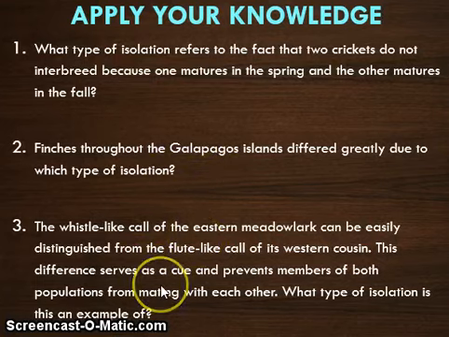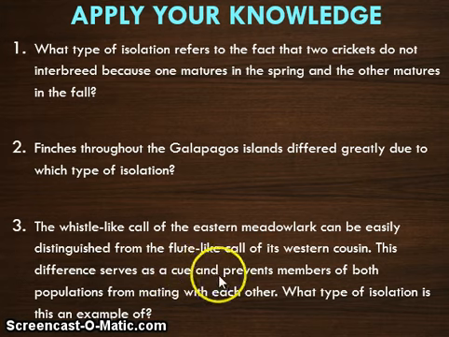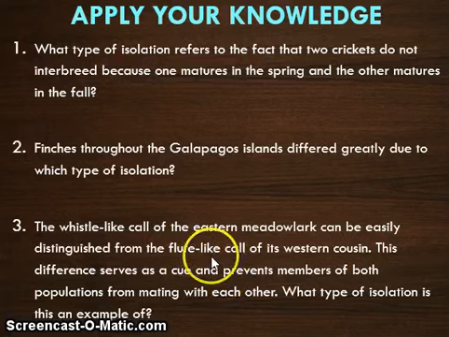All right, the third one, the whistle-like call of the eastern meadowlark can be easily distinguished from the flute-like call of its western cousin. This difference serves as a cue and prevents members of both populations from mating with each other. What type of isolation is this an example of? All right, so we see that they have a specific type of mating call, and so that is a behavior. So this is a behavioral isolation.